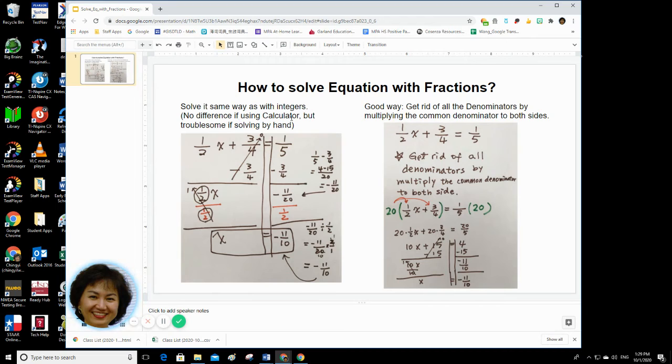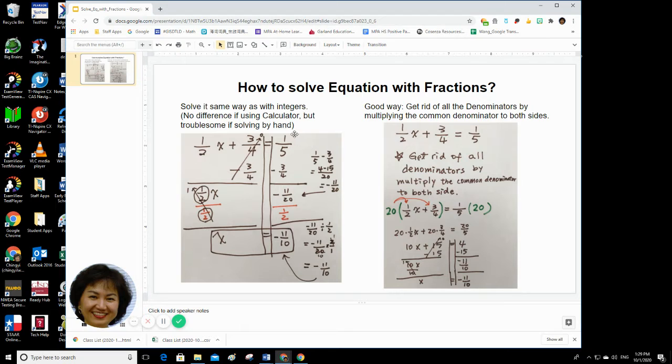If you have a calculator, there is no difference solving equations with fractions, just like solving equations with all integers. What you do first is to get rid of this constant term by subtracting the constant away on both sides. Then step 2 is to divide this coefficient away on both sides.